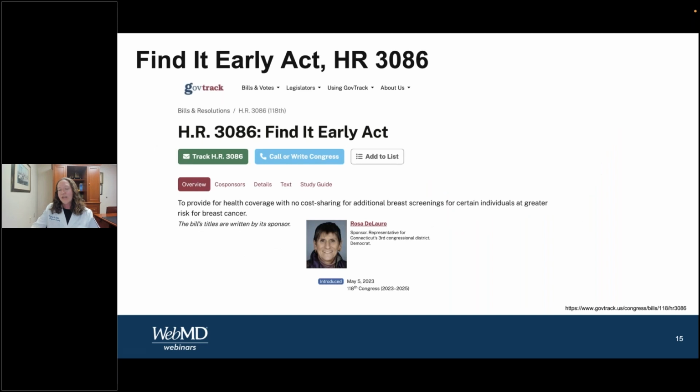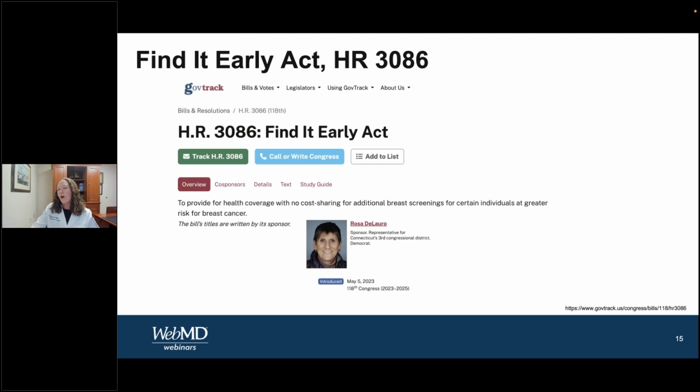And I thought you might also find it interesting to know that there's another bill in Congress called the Find It Early Act, HR 3086, which was introduced by Representative Rosa DeLauro of Connecticut. And this bill calls for health coverage with no cost sharing to patients for additional breast screenings for certain individuals at greater risk for breast cancer.